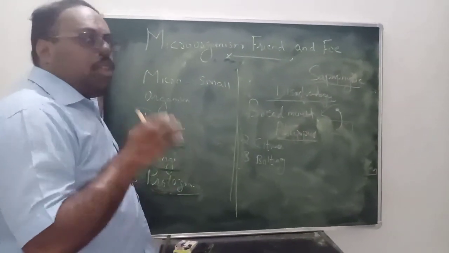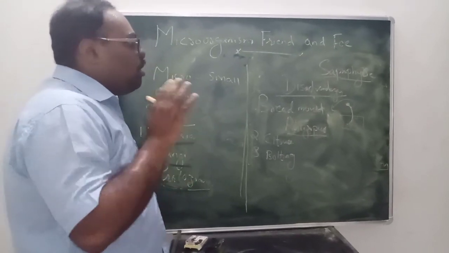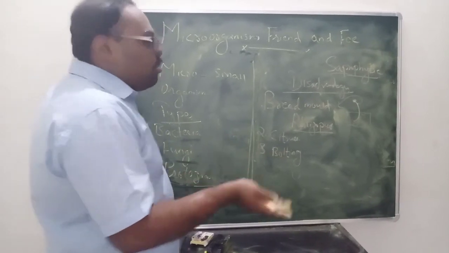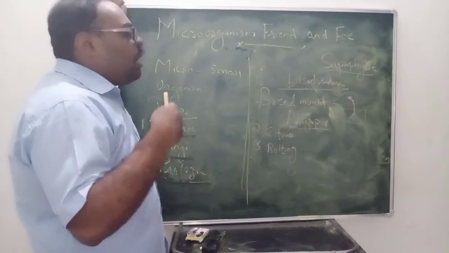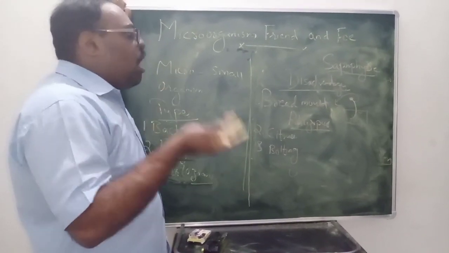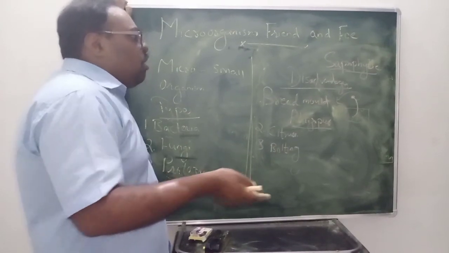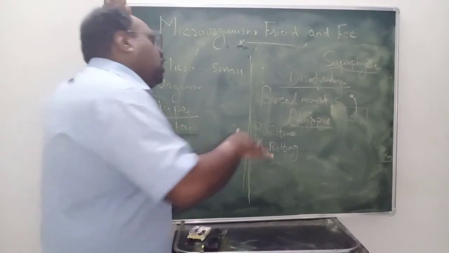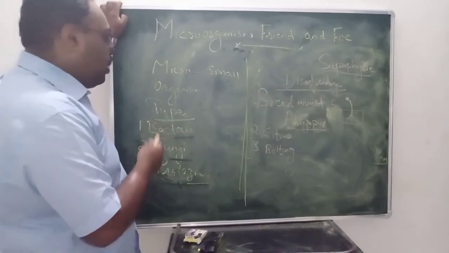So in both ways, fungi have advantages and disadvantages. Advantages we use for our benefit. Disadvantages we try to control. How to control? By giving antibiotics, medicines, or making that area clear of moisture and other things. So there are disadvantages and advantages for fungi also.